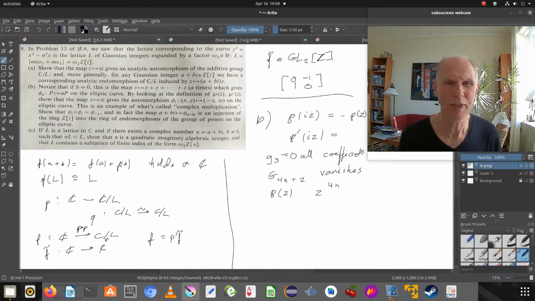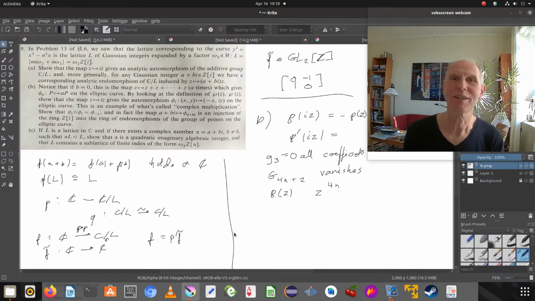I don't know what that means, a quadratic algebraic integer. But the last one, that L contains a sublattice of finite index of the form. Oh, so I've totally misunderstood the problem. They do mean that L is a general lattice. I have no idea how I can solve that. So let's say that was that for today.